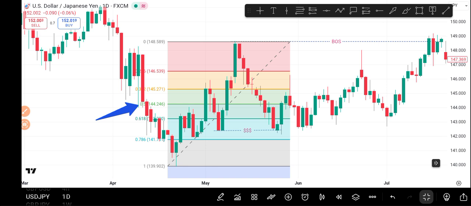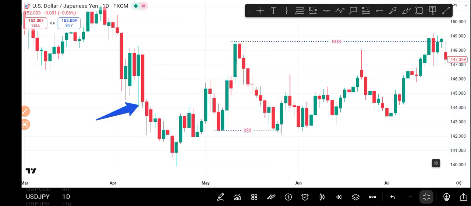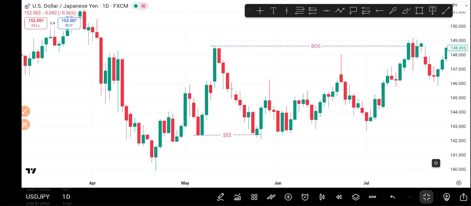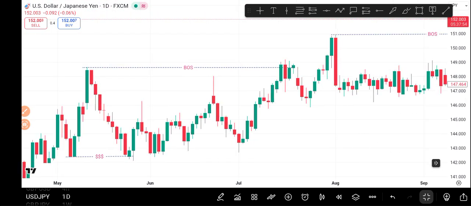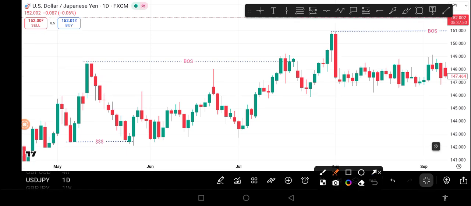Those are the two things I check: sweep of liquidity, and then I want to see the pullback being a valid pullback by going below 50% retracement when it is retracing, using my Fibonacci retracement. That is all. So what can I say? I can say that this break of structure to the upside was very, very valid.